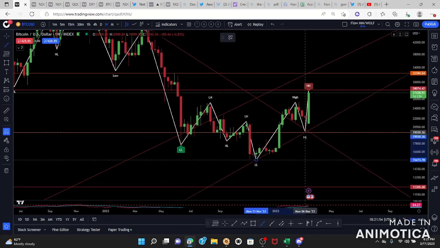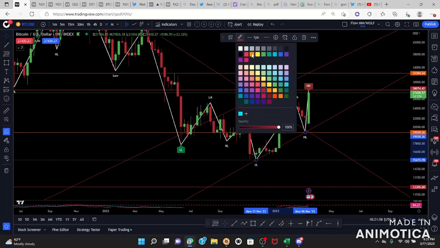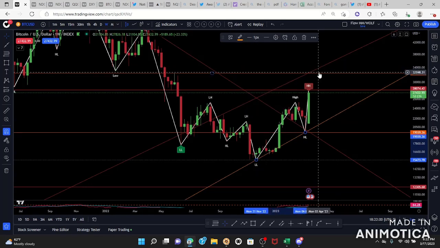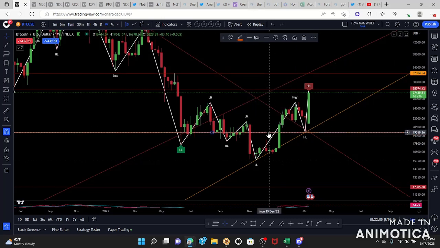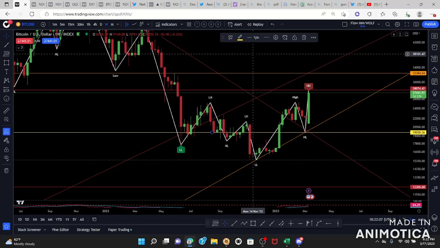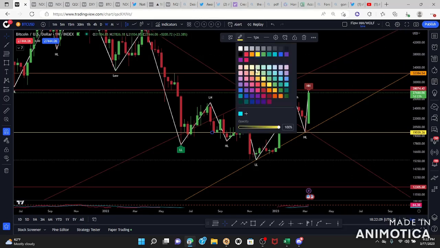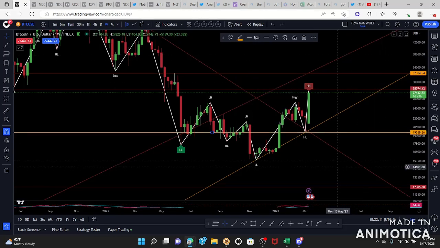So one touch, two touches. This is going to be orange. Sorry, let me change to orange. I want them all to match, because by the end of the video I'm always questioning, oh, why is this line here? Okay, so we're in our weekly time frame.